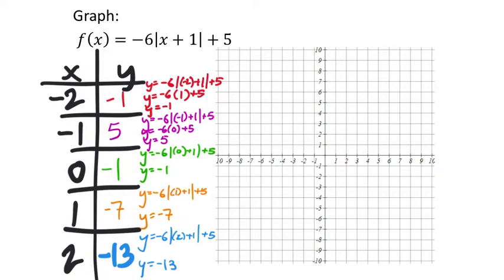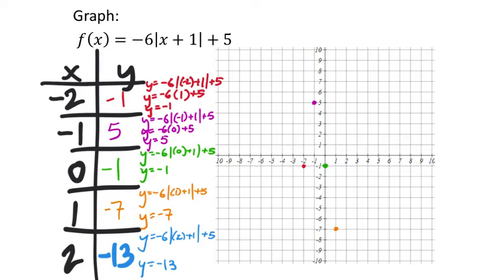So let's see what has happened right here. We got -2, -1. That's the red point. -2, -1 here. Then we also have -1, 5. That's over here, in purple. And we got 0, -1 right here, and then 1, -7. And that's all I could fit.